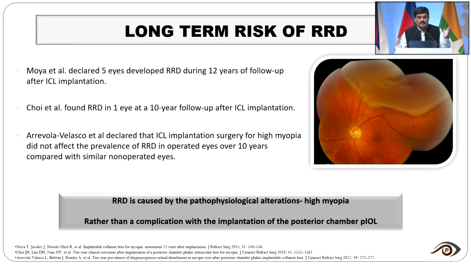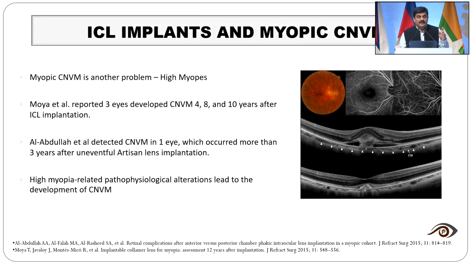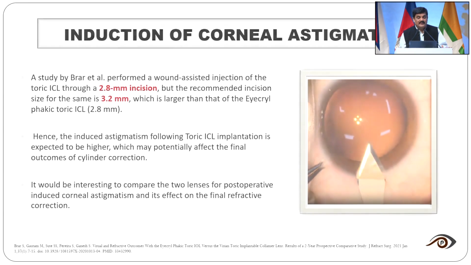Of course, the long-term risk of RD, the RRD, is mainly caused by the pathophysiological alteration, that is high myopia, rather than a complication of the implantation of the posterior chamber phakic IOL. People have to remember this. The other complication is myopic CNVM, which has a high incidence in high myopes. One case reported CNVM 4, 8 or 10 years after ICL implantation, but that is due to pathological myopia, not the ICL implantation.